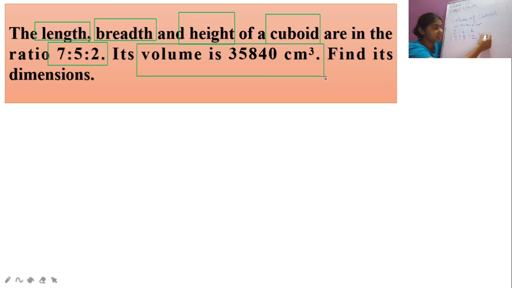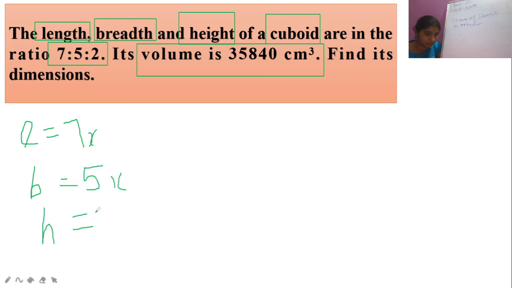So students, let's see. We get length as 7x, and we get breadth as 5x and height as 2x, right students? So how will you proceed for this question? We know that the volume of a cuboid is length into breadth into height. So we have a volume, and we have values for these.